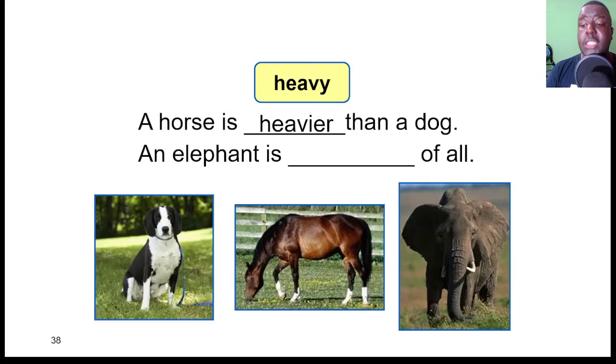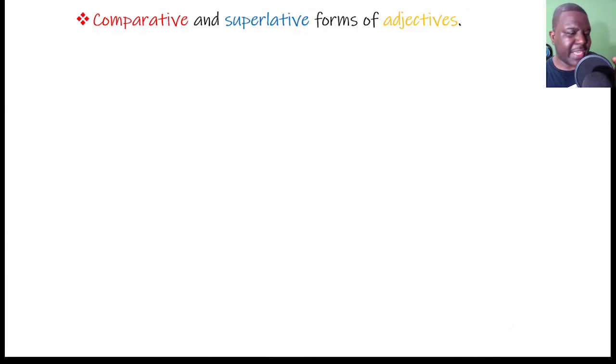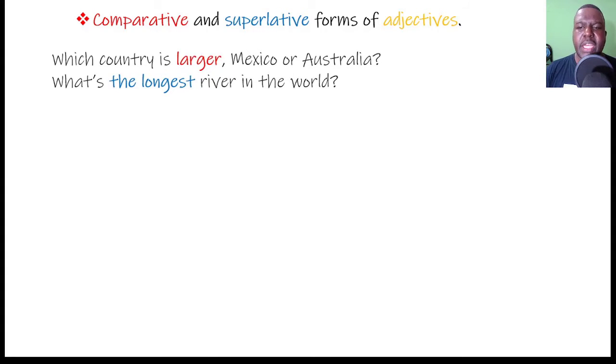So we have heavy. A horse is heavier than a dog. An elephant is the heaviest of all. Very good. Excellent, guys. That is true. Now let's make a little review about comparative and superlative forms of adjectives. Which country is larger, Mexico or Australia? We are comparing between two.